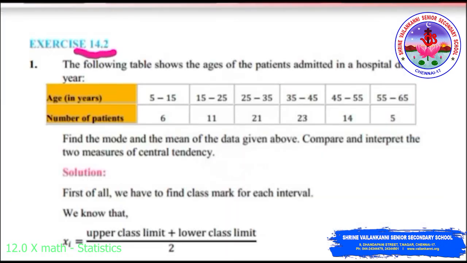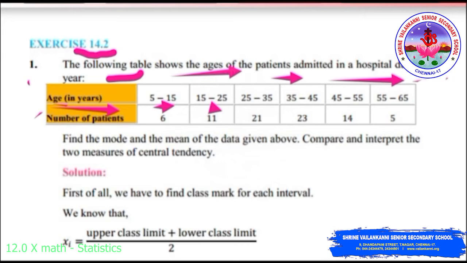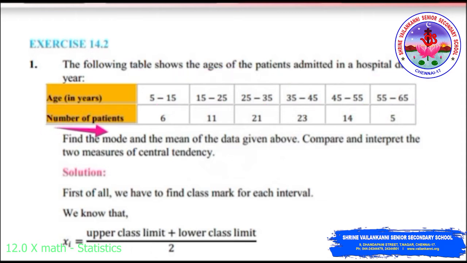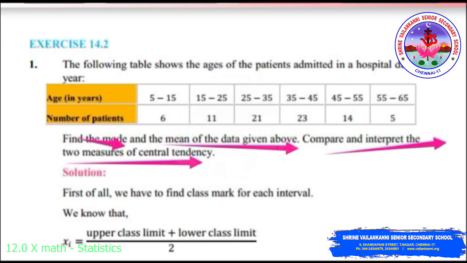Exercise 14.2, first problem. The following table shows the ages of the patients admitted in a hospital during a year. He has given the tabular column where the ages of the patients are grouped in class intervals as 5 to 15, 15 to 25, 25 to 35, 35 to 45, 45 to 55, 55 to 65. The number of patients as frequency are 6, 11, 21, 23, 14 and 5. Find the mode and the mean of the above data. Compare and interpret the two measures of central tendency.